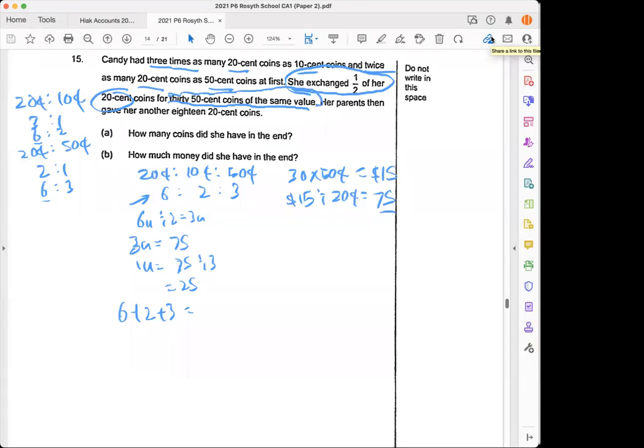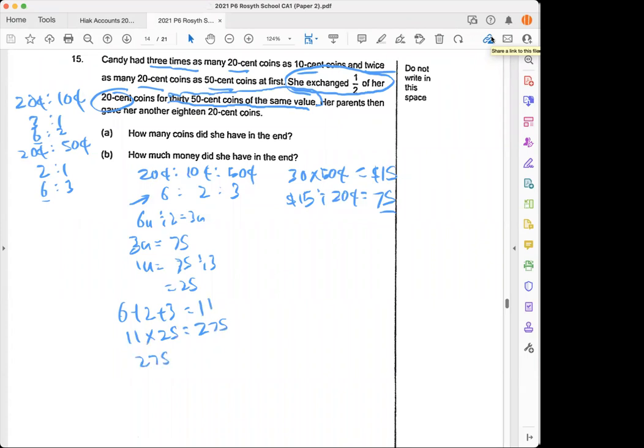So 6 plus 2 plus 3 is 11. At first, Candy has 11 units of coins. 11 multiplied by 1 unit is 25. So at first, 11 times 25, 11 multiplied by 25, is 275. So this is the total number of coins Candy had at first.